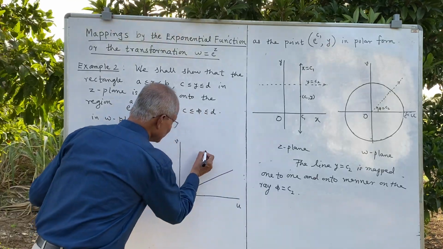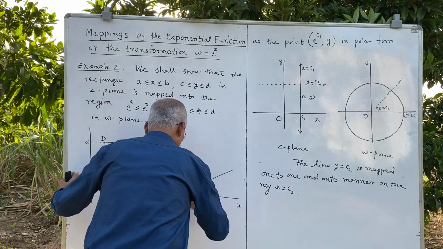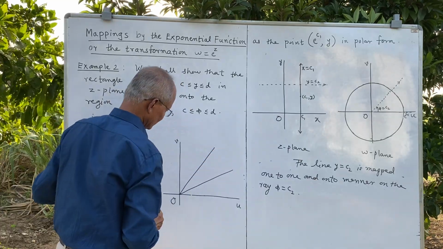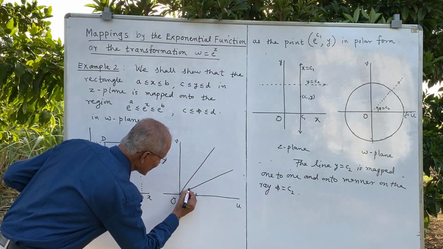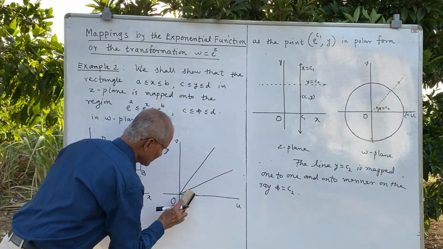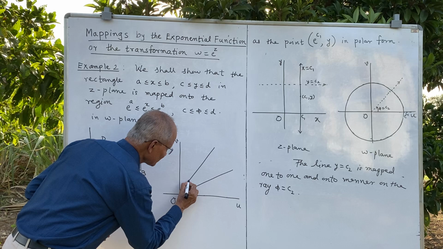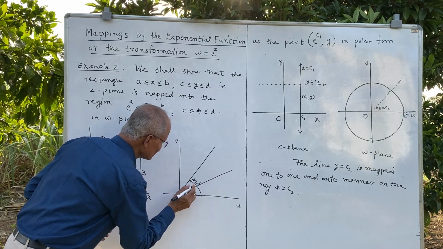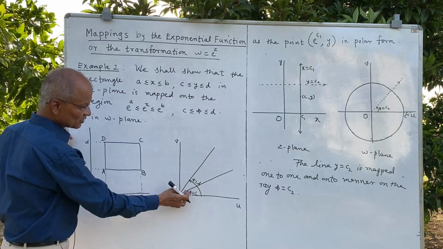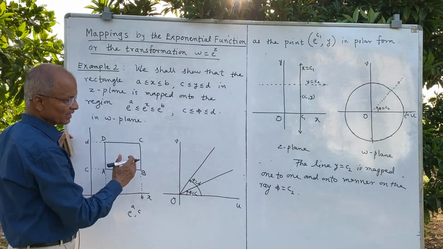and phi is d. We will consider like this. This is phi is equal to c, and this is phi is equal to d. So the angle is between c and d of the radius vector.